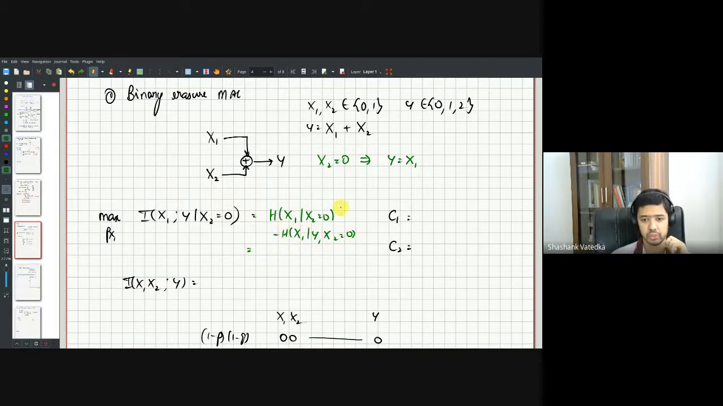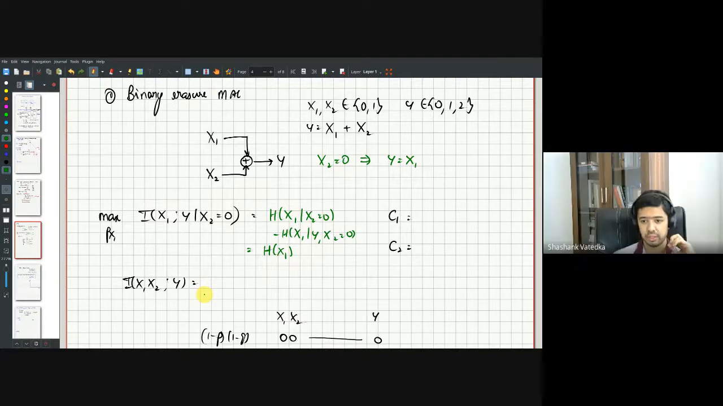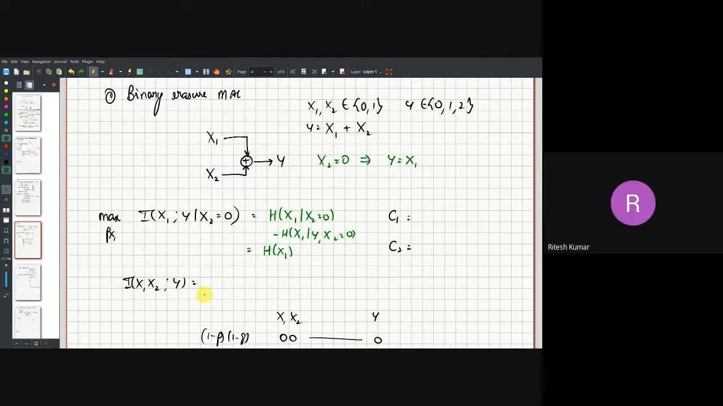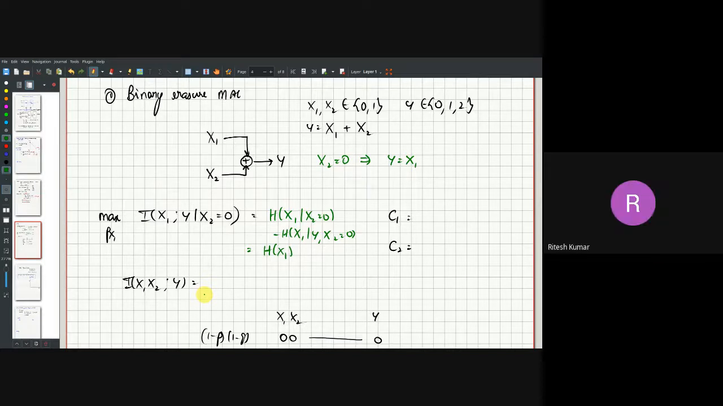Okay, so first term, what is this equal to? X1 is independent of X2, right? X2 is fixed anyhow. Only H(X1). Correct. So this is H(X1). What about the second term? This will be 0, since Y is equal to X. So H(X1 given Y and X2 equal to 0) is 0. So the mutual information is just equal to the entropy of X1.